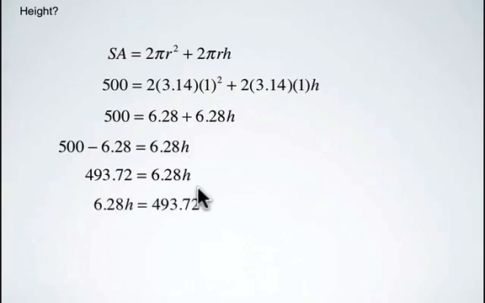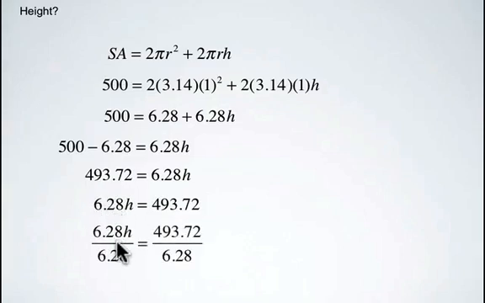Now we need to get the height all by itself. So we'll rearrange this equation a little bit, and we need to divide by the coefficient, or the number in front of h. So we've divided both sides by 6.28, leaving h all by itself, and when you do 493.72 divided by 6.28, you get a height of 78.62 centimeters.